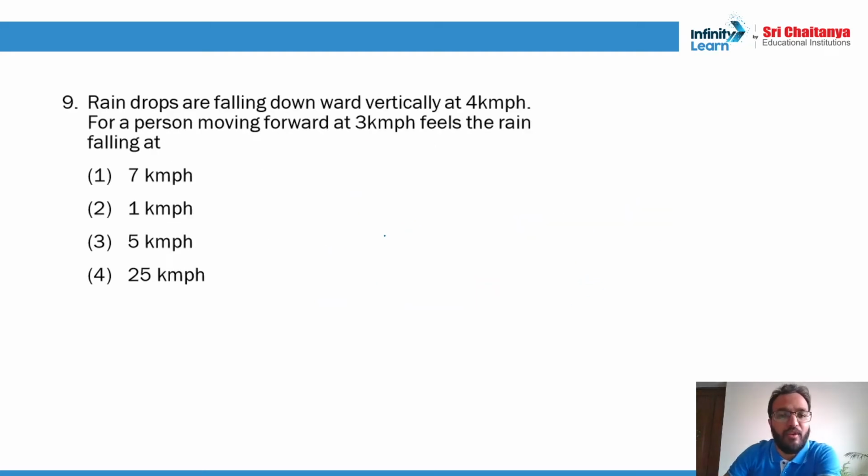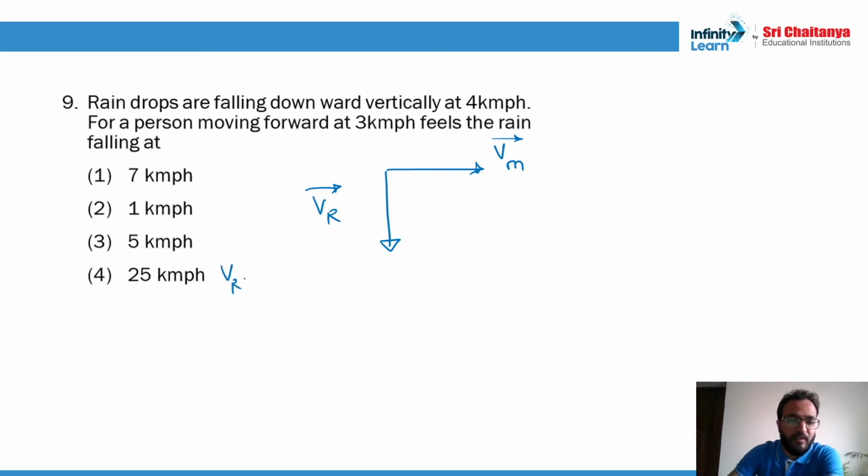Now raindrops are falling vertically at 4 km/h. This is the velocity of the rain. And a person is moving forward at speed. This is the velocity of the man, right? So what is the velocity of rain with respect to man? You will say velocity of rain with respect to man, a simple concept, is velocity of rain minus velocity of man.